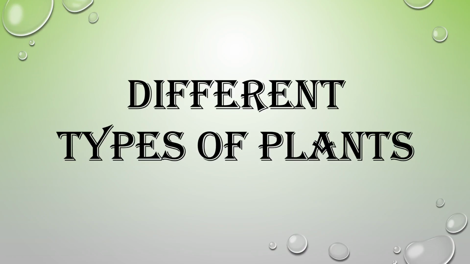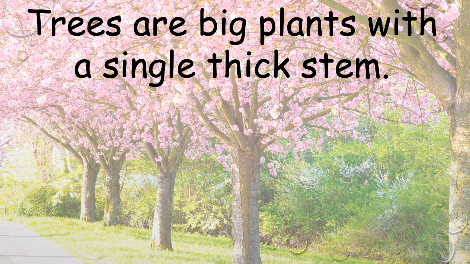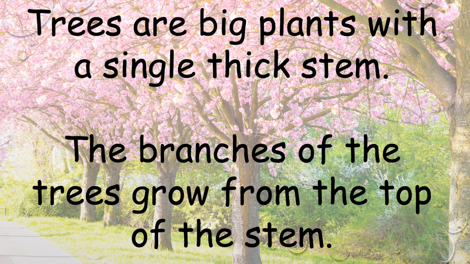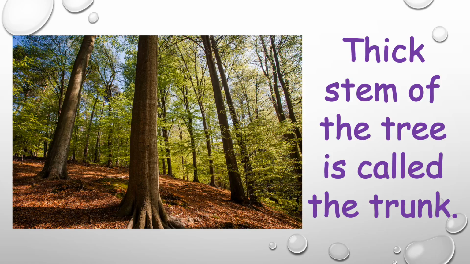Now, let us learn about different types of plants. Trees are big plants with a single thick stem. The branches of the trees grow from the top of the stem. Thick stem of the tree is called the trunk.